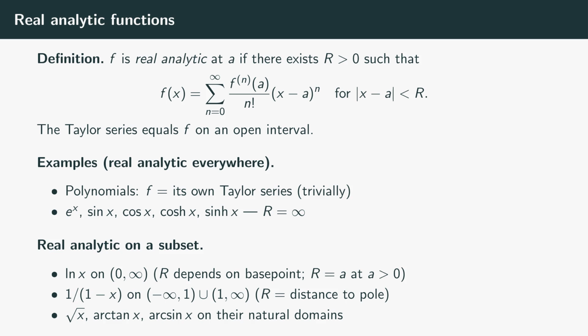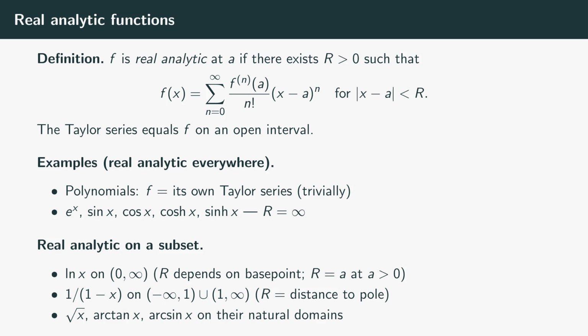Some functions are real analytic on a subset. The logarithm, the natural log of x, is real analytic on its domain, the interval from 0 to infinity. But the radius of convergence of its Taylor series at a, for a greater than 0, depends on a. Specifically, r equals a, the distance to the singularity at x equals 0.